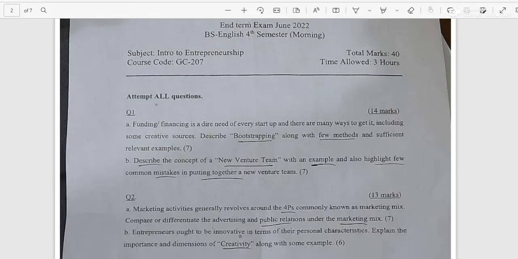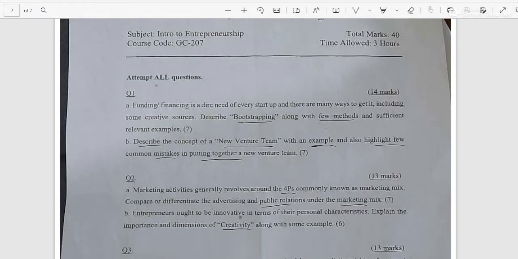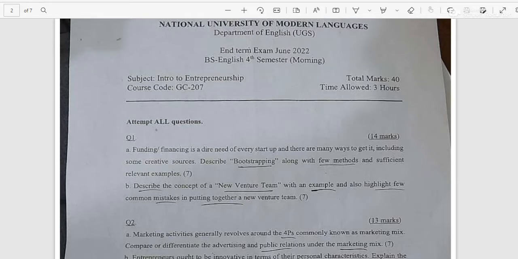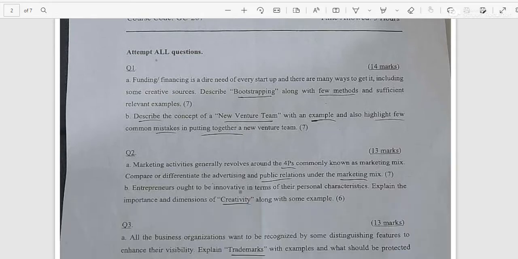And this is again entrepreneurship, the same, but this is a different paper. Morning paper, a slightly different question. Question number 1.